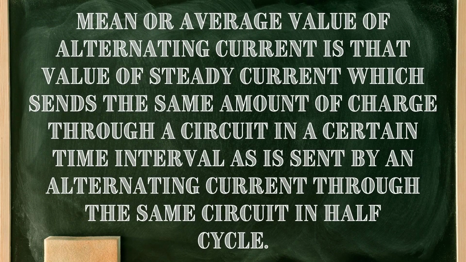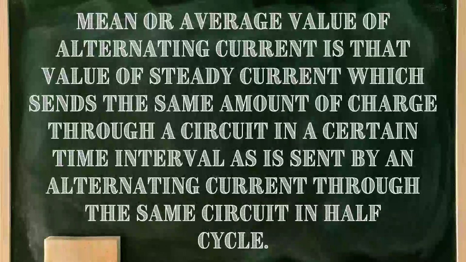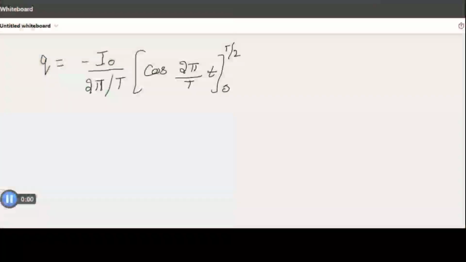The mean or the average value of alternating current is that value of the steady current which sends the same amount of charge through a circuit in a certain time interval. Now for the derivation, we are going to get the expression for the mean or average value of alternating current. So by changing the value of omega, we have the expression in this form. Then we are going to solve the limits.